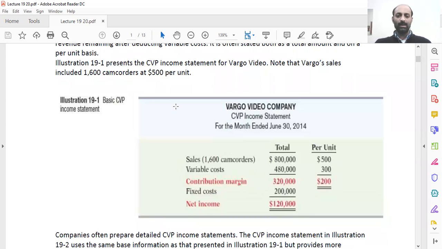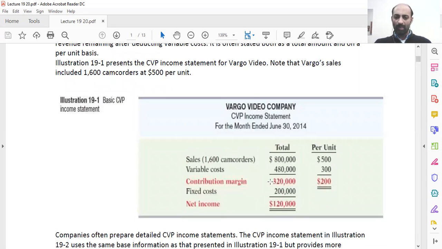So this is the CVP income statement for Vargo Video Company. At the sales level of 1,600 units, the total revenue is $800,000 and the variable cost is $480,000. So when you subtract variable costs from the total revenue, you always get the contribution margin.